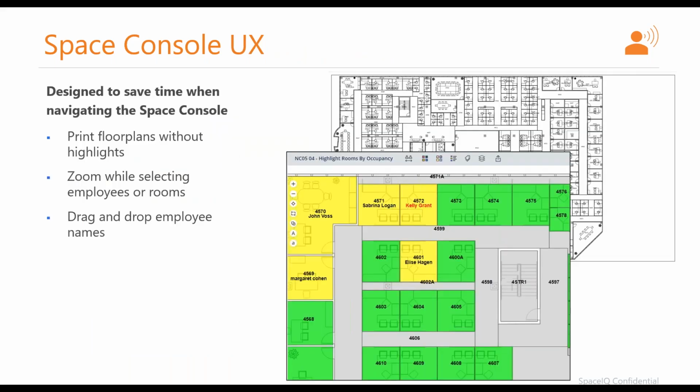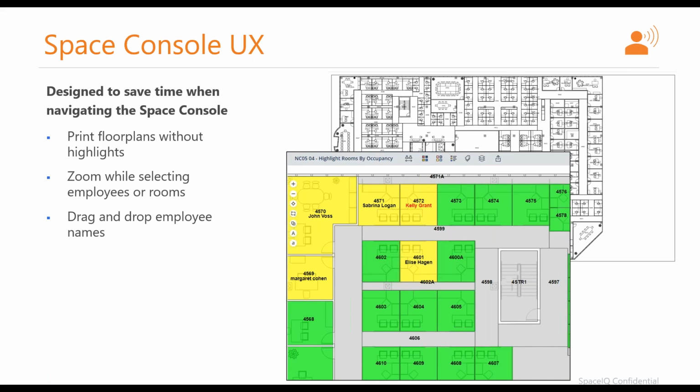Moving on, we also made some other improvements in the Space Console, designed again to save time and make the experience a little bit more manageable with fewer clicks in some cases. One thing that we've heard from you is I'd love to be able to print a clean floor plan without any highlights. So we enabled that. We wanted to be able to better zoom in when selecting employees or rooms. So you'll find that that's easier and smoother to do.